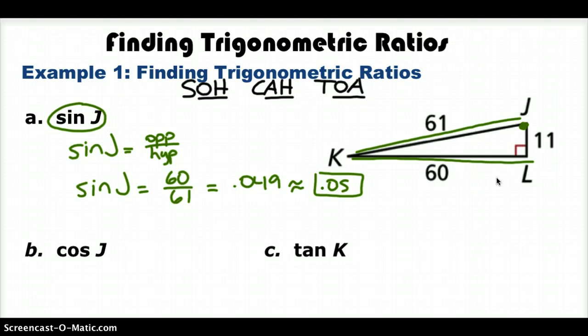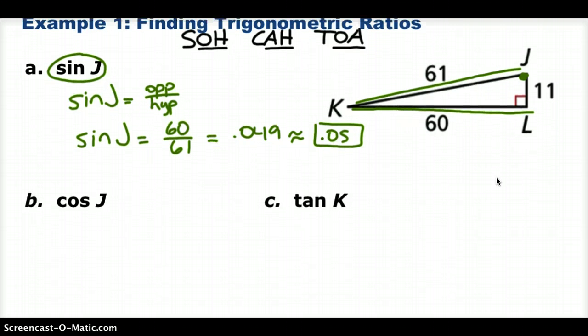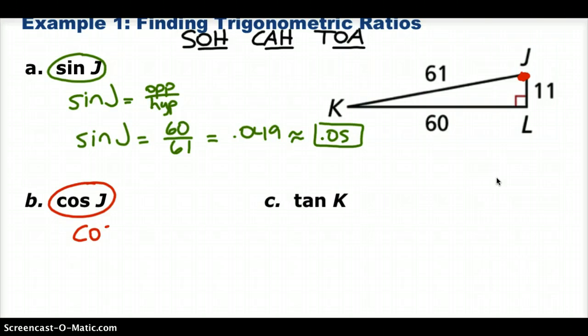All right, now let's look at some other ones, just a couple more. I'm going to erase the green on my triangle so we can treat each problem as a unique problem. Next we're looking at the cosine of J. We're still looking at this angle J, at this vertex. The cosine of J is going to be the adjacent, which I'm going to abbreviate ADJ, over the hypotenuse.